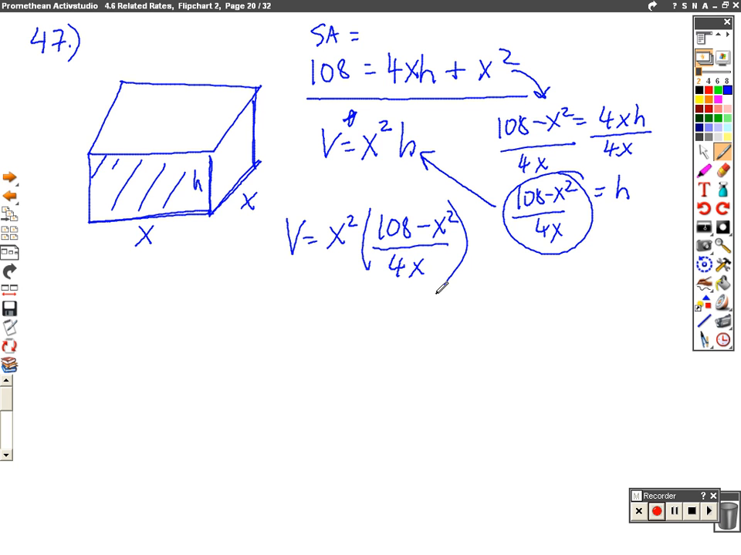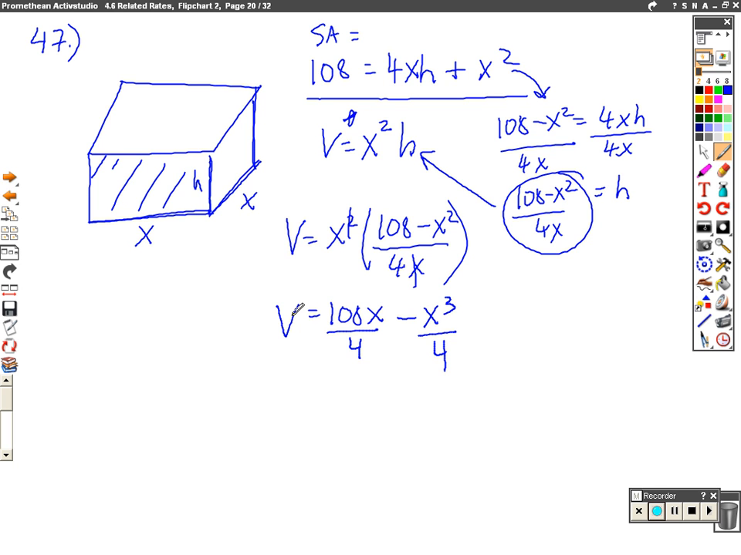I'm going to try and simplify it before I get going. So my x squared and my x are going to cancel. I'm going to have x times 108. So 108x over 4, because we still got this 4 denominator. And x times x squared, which is going to be x cubed over 4. This is all from the volume.